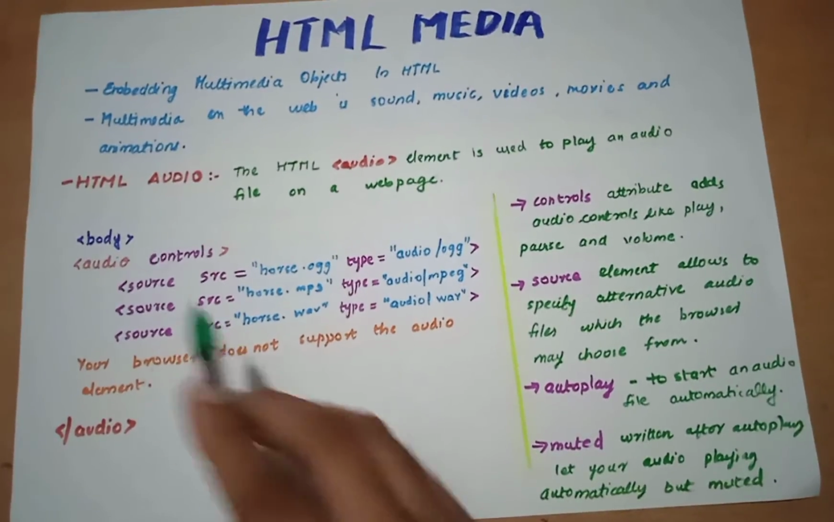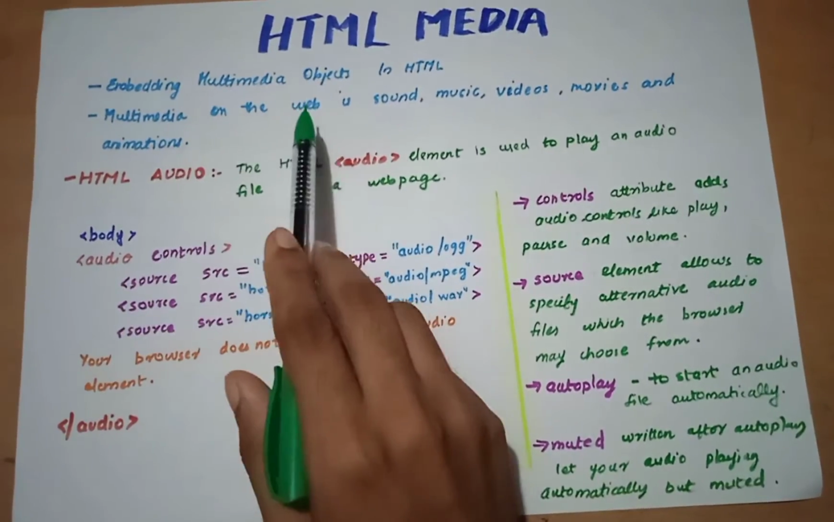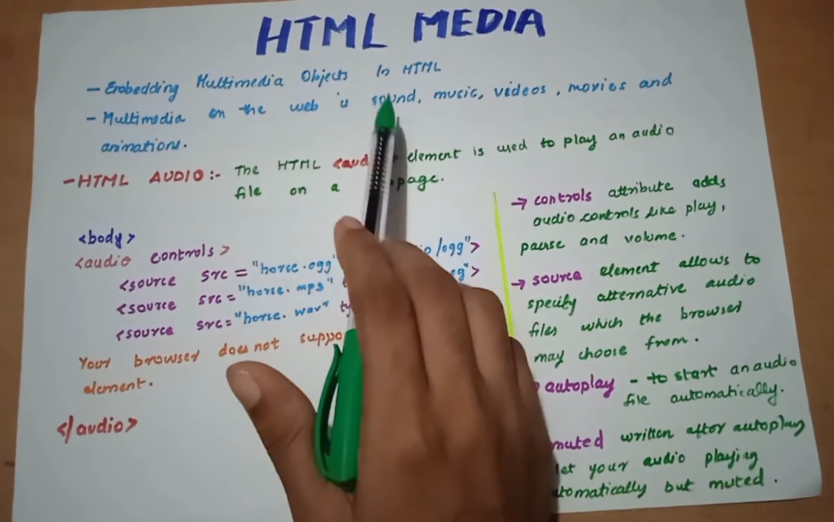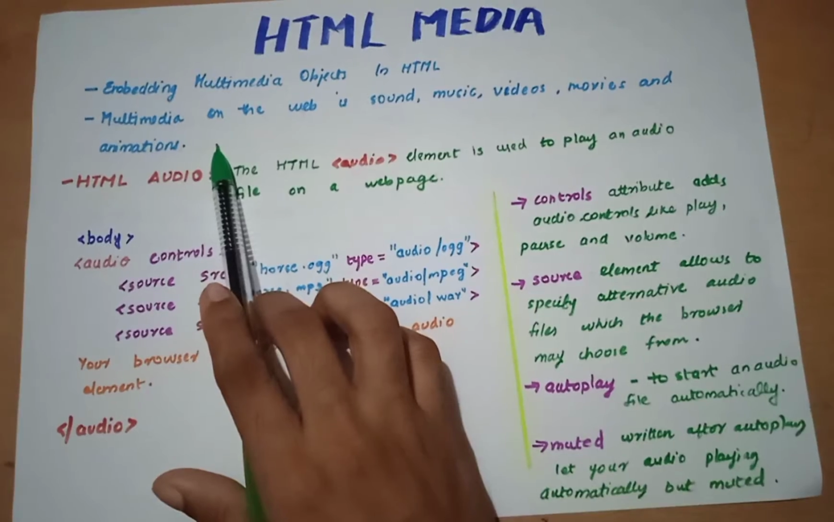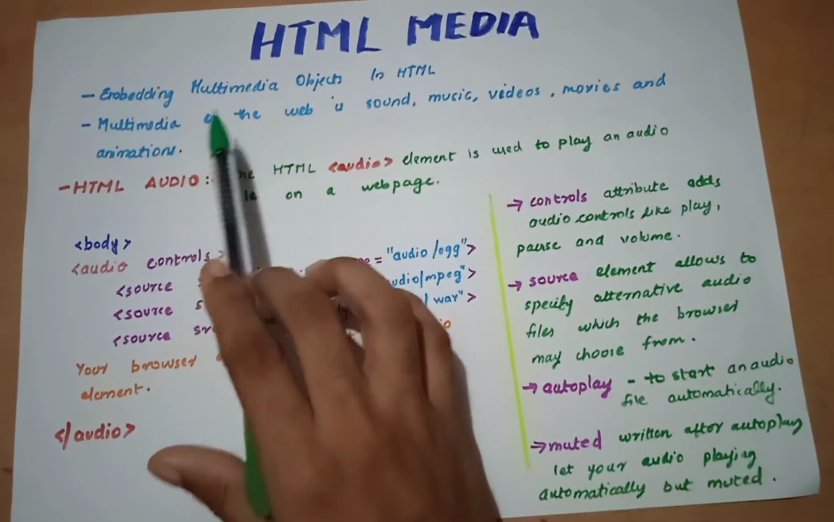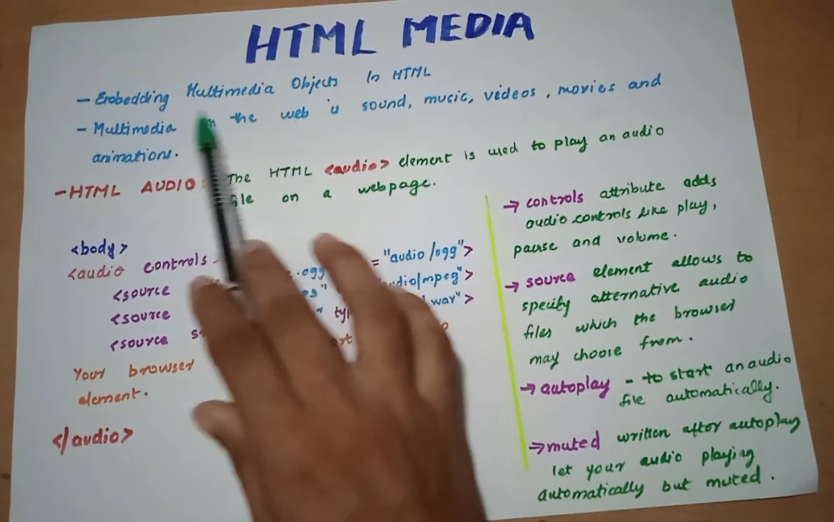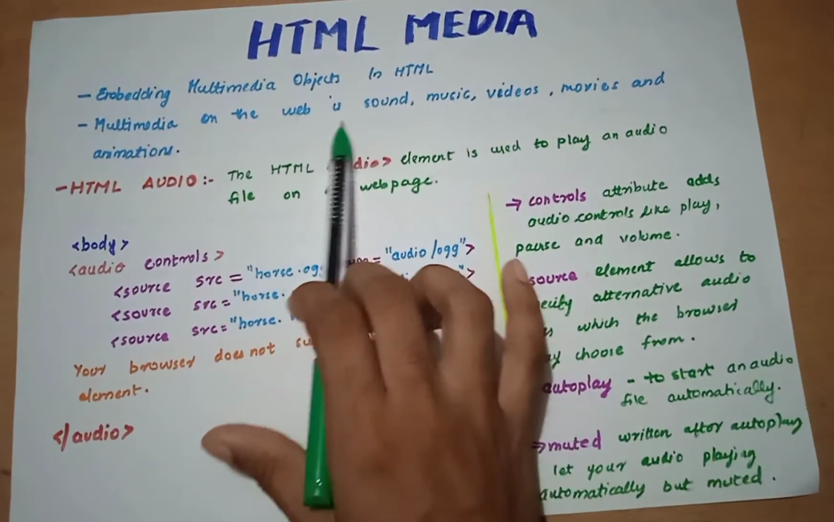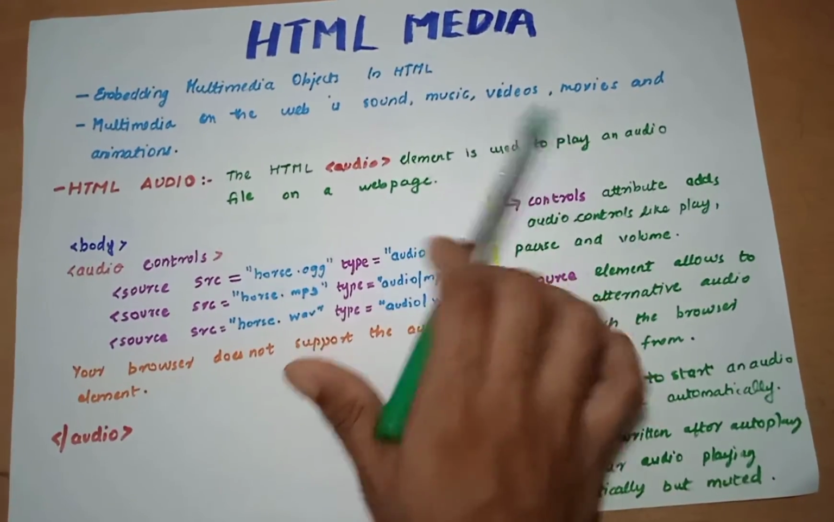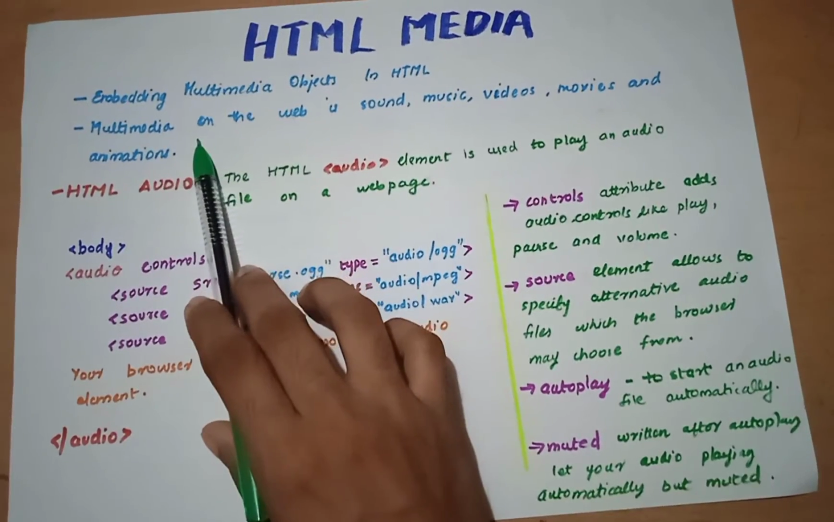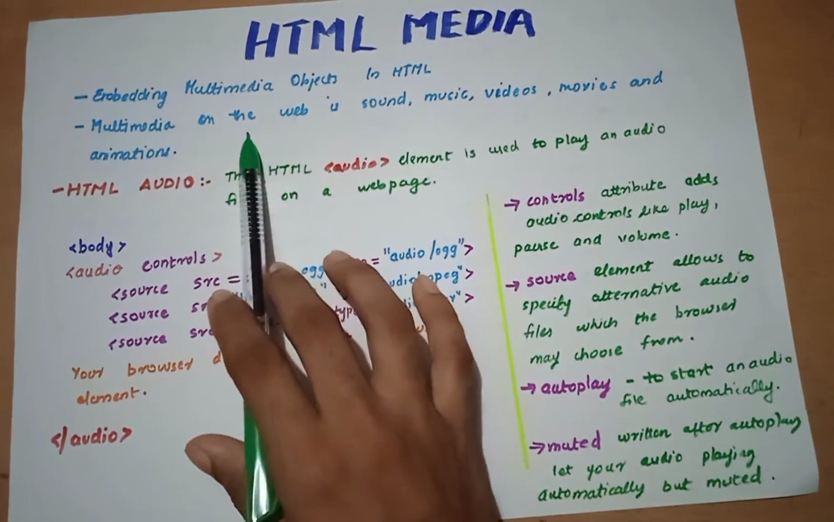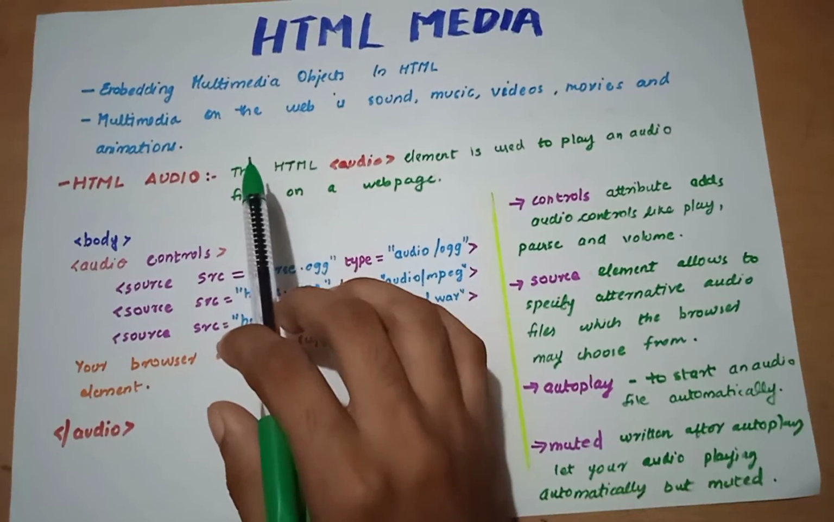Multimedia on the web means sound, music, videos, movies and animation. We mean multimedia in the sense that sound, music, video, movies and animation, anything can be easily embedded into our web. So let's see how this is normally done.